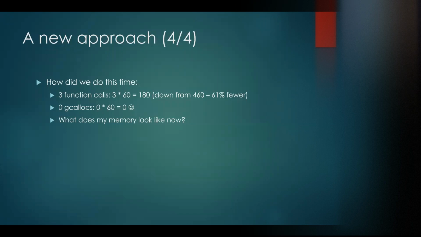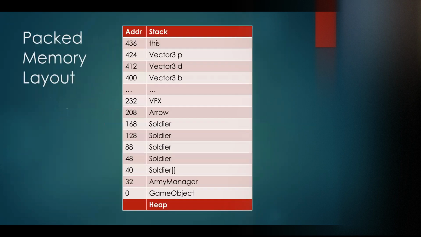And what does my memory look like now? Well, this is our memory layout. When we move away a little bit from object-oriented programming, we go into this stack memory layout. We still have our game object that holds the army manager, but now notice this: we have the soldier array, and then we have all the soldiers that are forced to be together in memory. We pre-allocated all the soldiers, so they're all together, right?